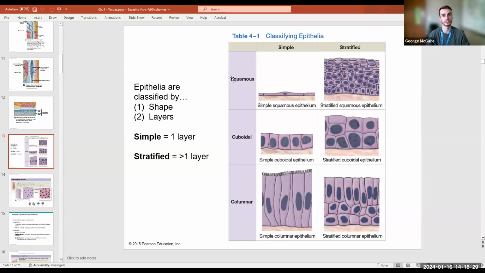So, shape and layers. We have three different main shapes. We have squamous, which literally means scale. And so these are going to be really, really flat, so not much space within that cell, and thus they are biologically inexpensive. That's a phrasing that you may hear more and more through this class, when I'm talking about biologically expensive versus biologically inexpensive.